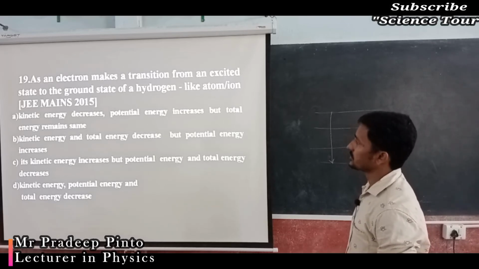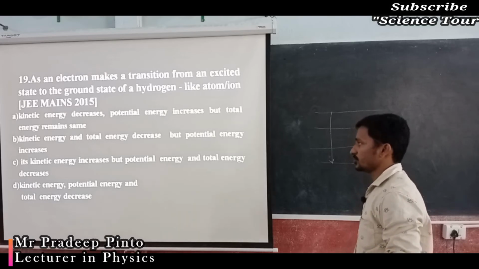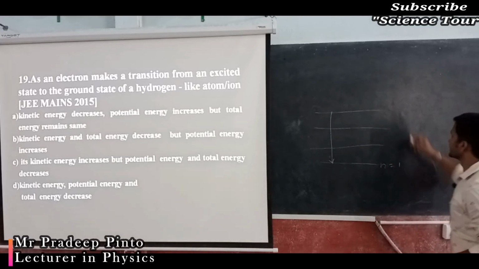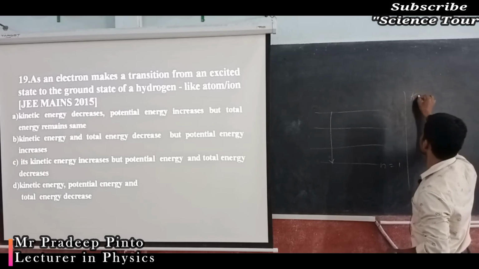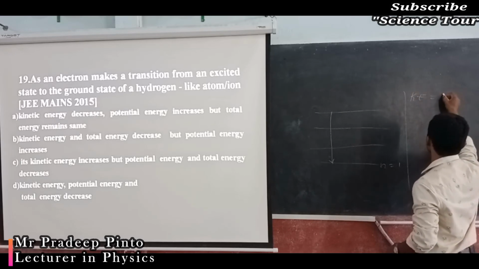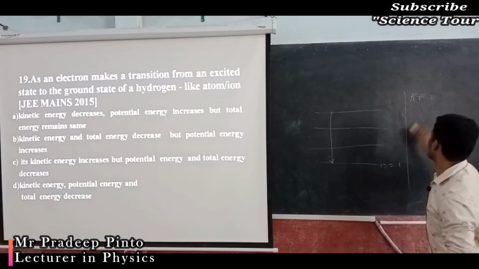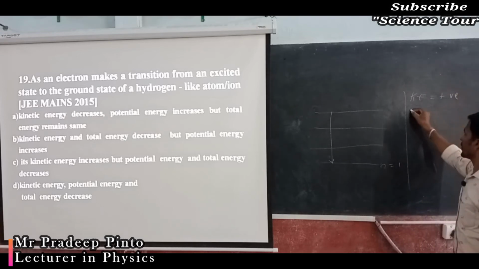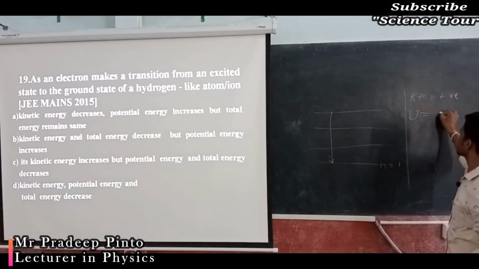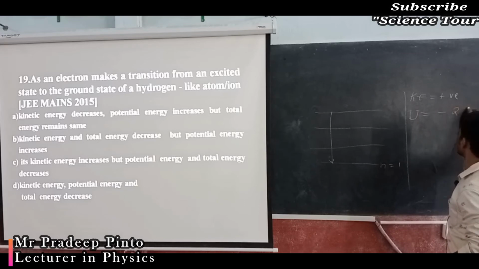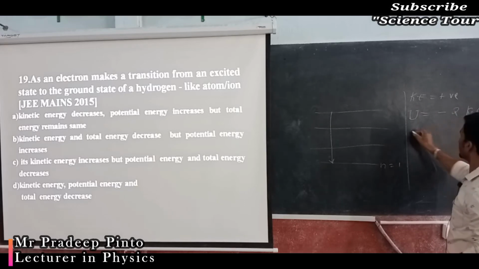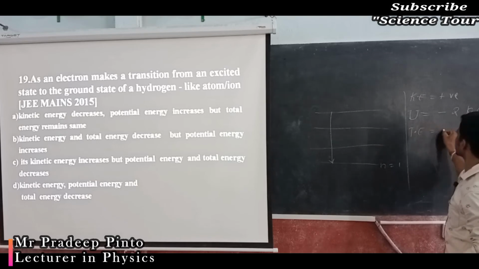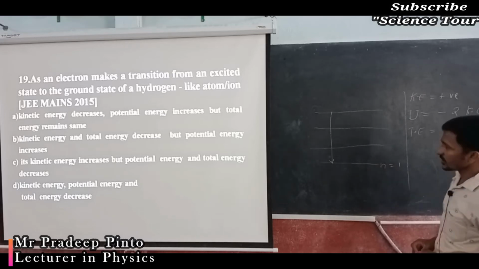Now you have to say what happens to the kinetic energy, potential energy, all those things. Kinetic energy is always positive. Potential energy is always negative, but it is 2 times the kinetic energy. And total energy is always negative, the same magnitude as the kinetic energy, but negative.